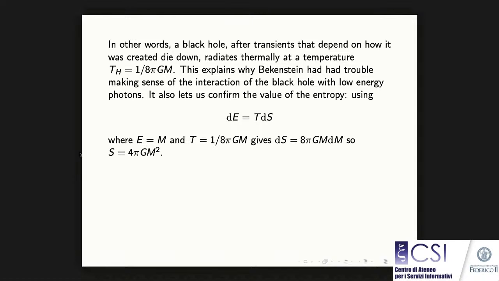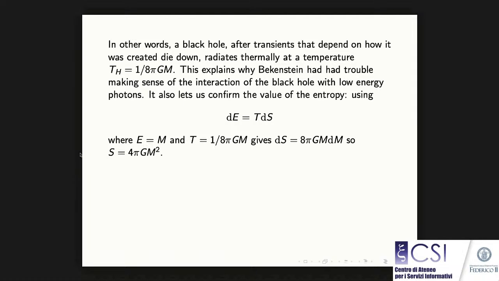We can also now confirm Bekenstein's formula for the entropy. Using dE equals TdS, we take E to be the black hole mass, and we take the Hawking temperature for T. T is 1 over 8 pi gm. So we learned that dS is 8 pi gm dm. So S is 4 pi gm squared.